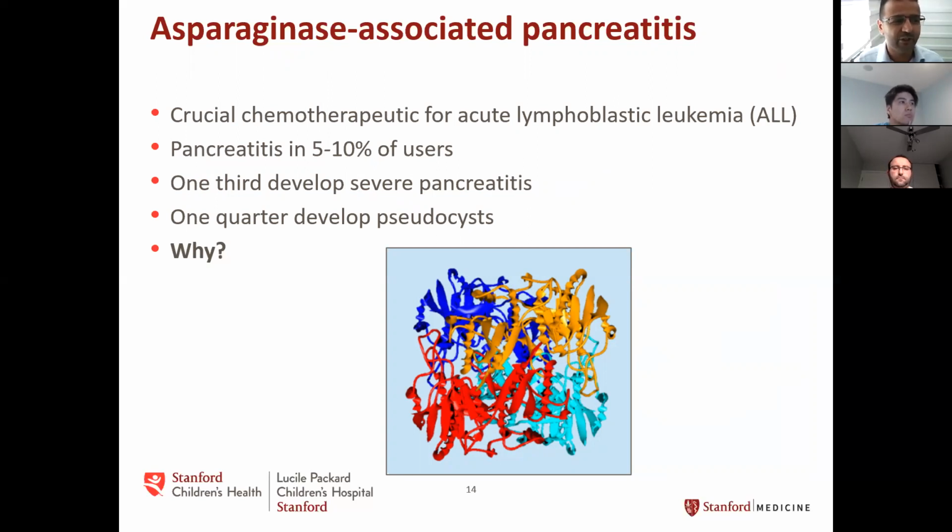One of them is why a drug like asparaginase causes pancreatitis in about 5 to 10% of users. Why do 1/3 of these patients develop severe pancreatitis, much more than other etiologies? And why do 1/4 of them develop pseudocysts? And can we model that in experimental conditions to understand the problem? So not a necrotizing phenotype, but pseudocysts. 1/4 develop pseudocysts. The number that develop necrotizing pancreatitis is probably somewhere around 10%, so much higher than other etiologies. Wow. In fact, most people will remember. I remember my worst case of pancreatitis was necrotizing pancreatitis from asparaginase.